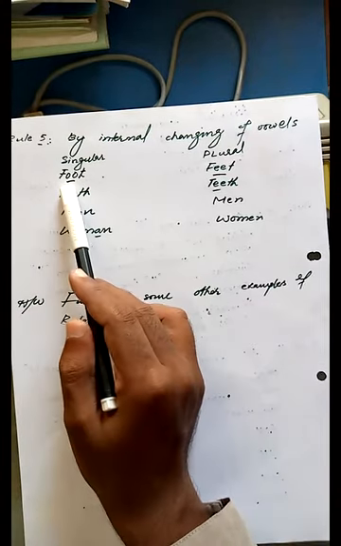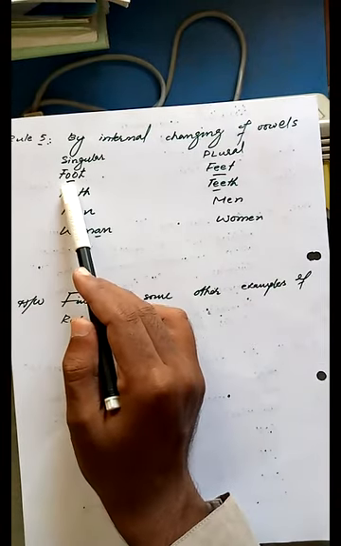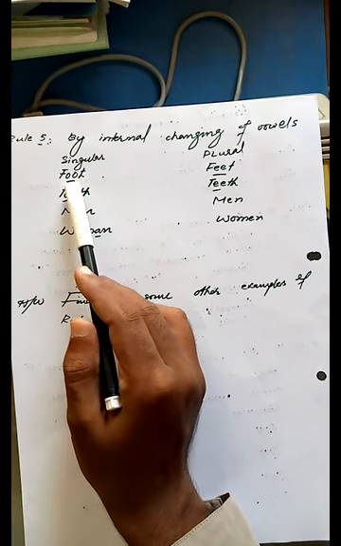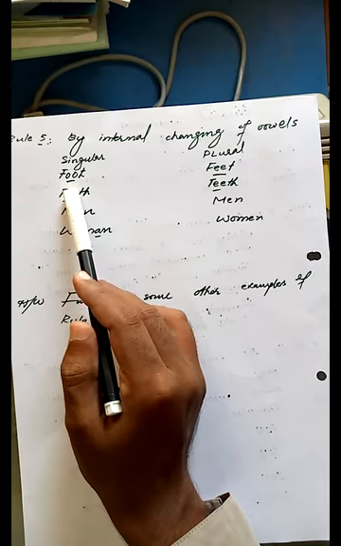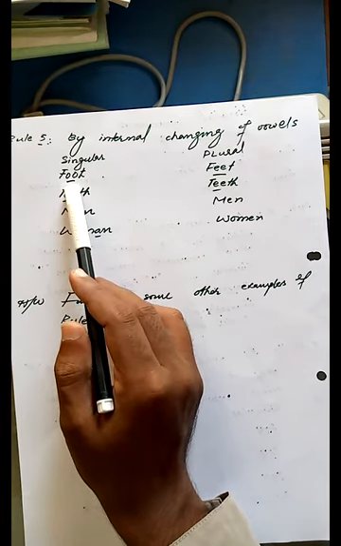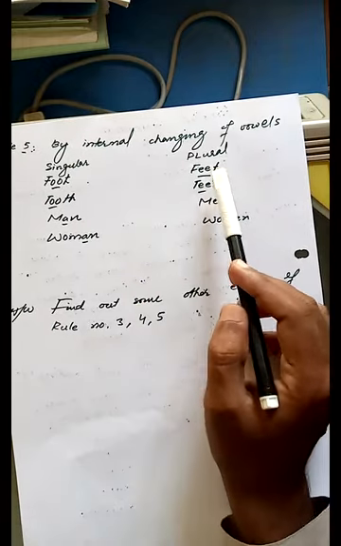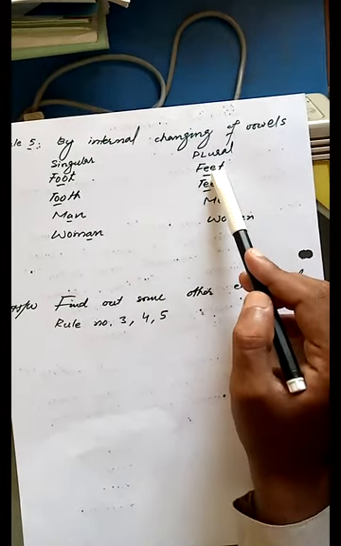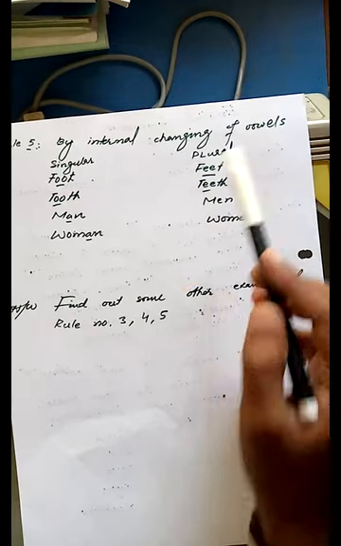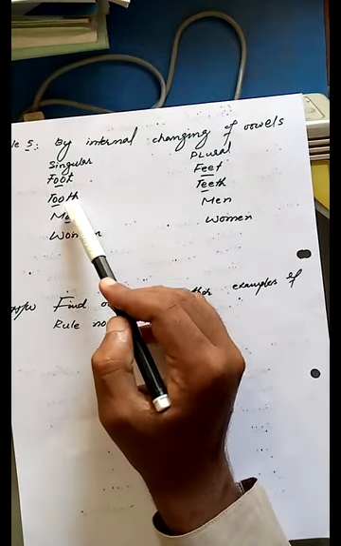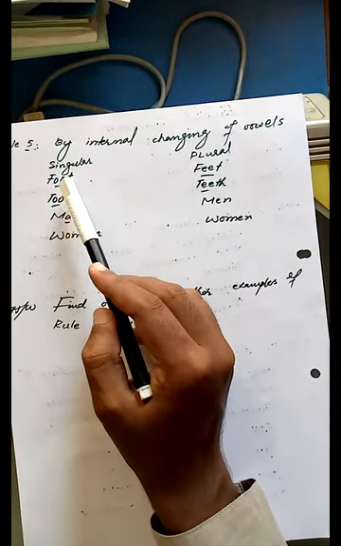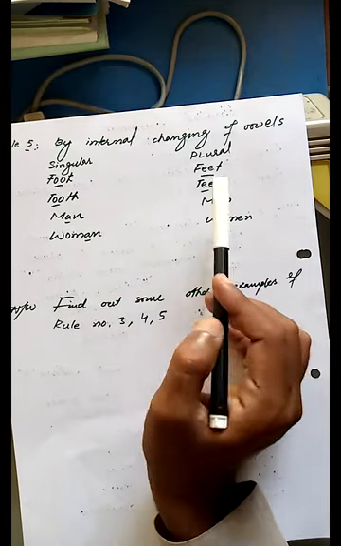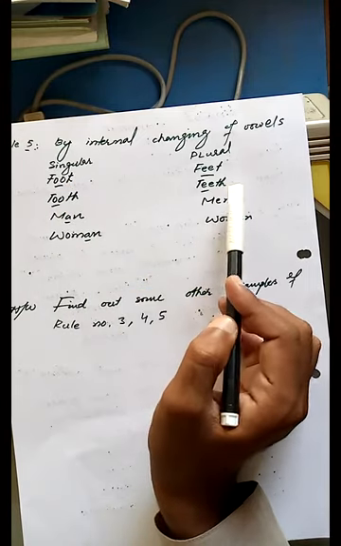So here is foot. There are two o's, f double o t, foot. I have underlined both vowels here and also in its plural form. The double o vowels will be changed into double e to form the plural. Here it is tooth, meaning double o. According to the same rule, double o will be changed into double e: teeth.